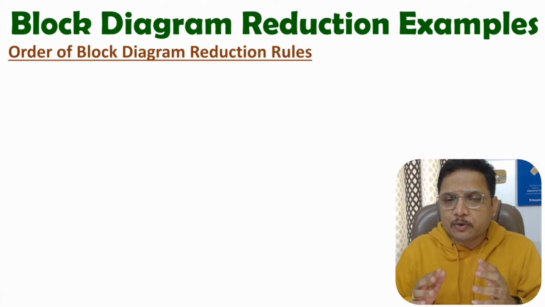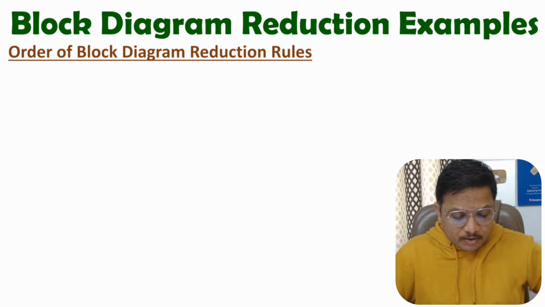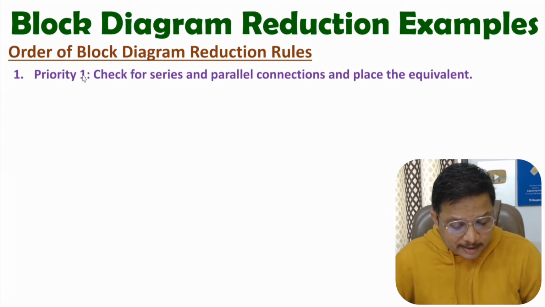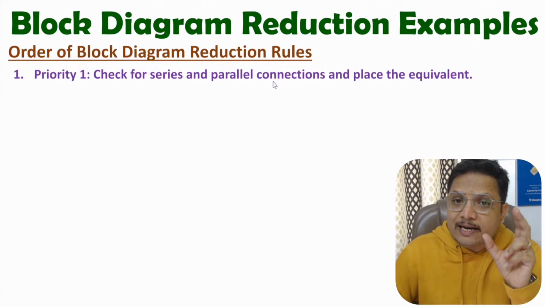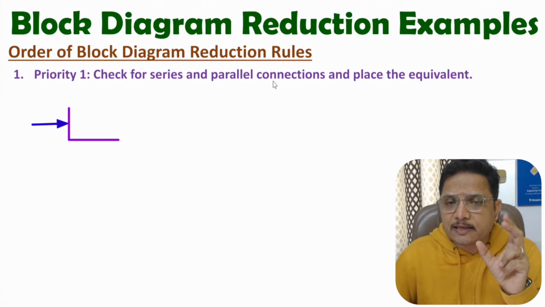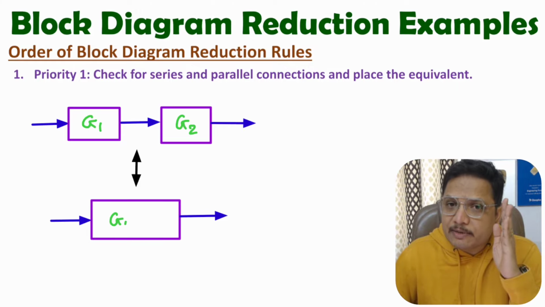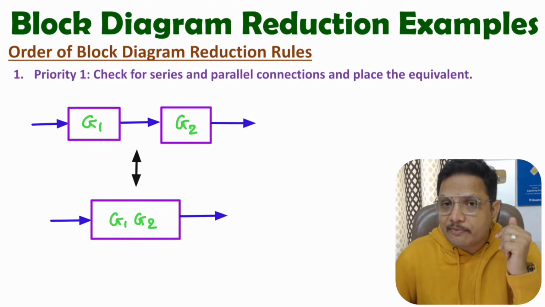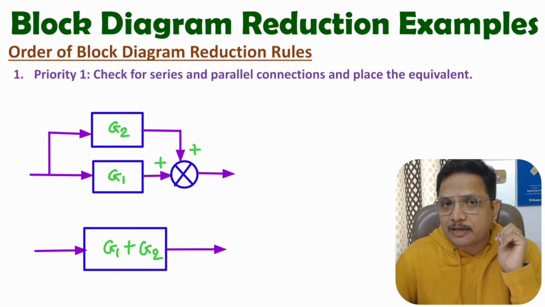So first of all, you need to understand priorities of those rules. First of all, you need to give first priority to series and parallel connection. First of all, you need to identify series and parallel connection. If you have blocks in series, then resultant gain will be multiplication of individual gain of blocks. And if you have blocks in parallel, then you will have to do algebraic addition.